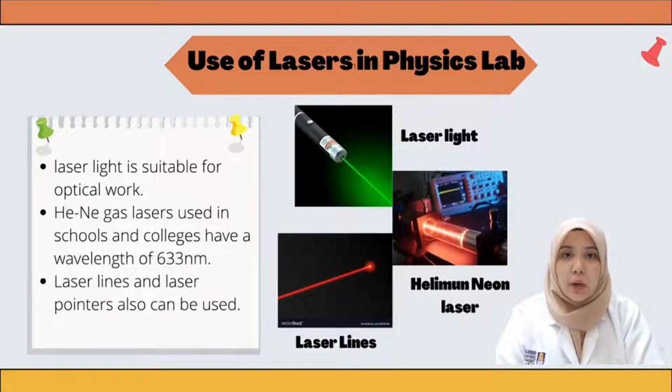Laser light is particularly suitable for optical work. Helium neon gas lasers used in schools and colleges have a wavelength of 633 nanometers. Laser lines and laser pointers can also be used, but check that they are class 2, permitted for use in schools and colleges. Laser pointers tend to need new batteries quite often when used for experiments rather than pointing.